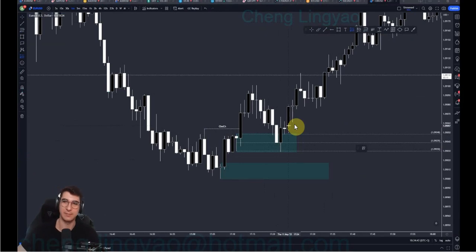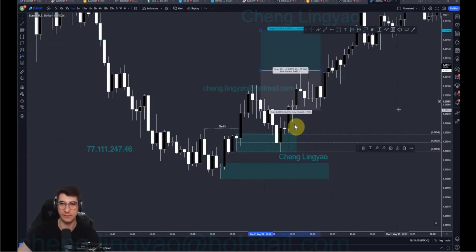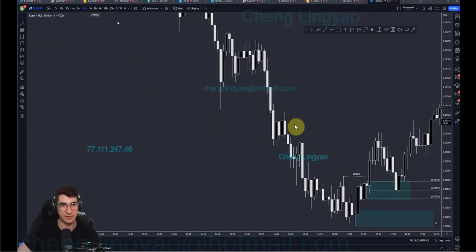So if price is coming down into your entry, it's better to market execute a trade, because you're going to have a better risk reward. So if you mark the 50% of the candle, you're going to have the best possible entry. Let's look for another example.